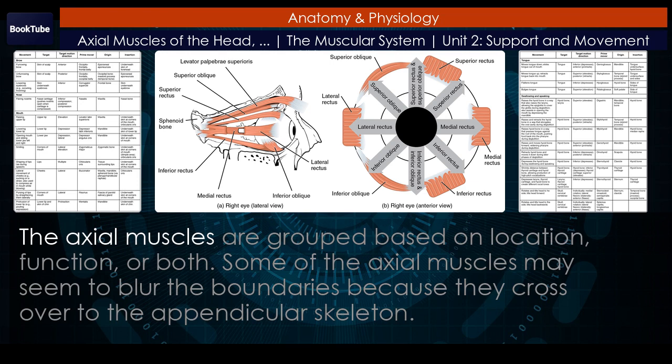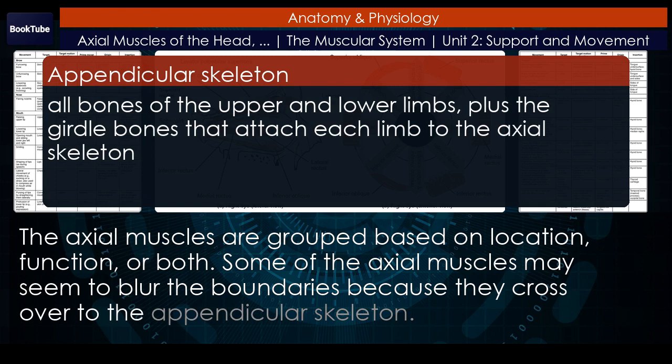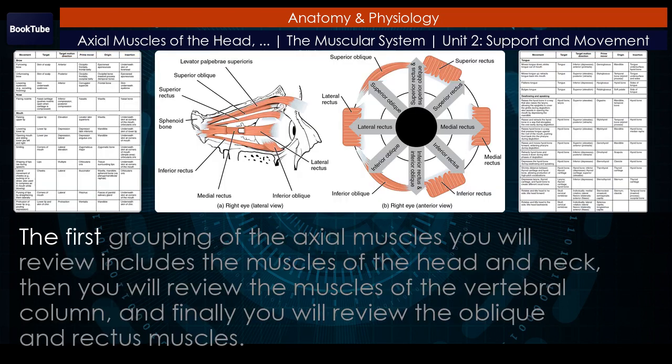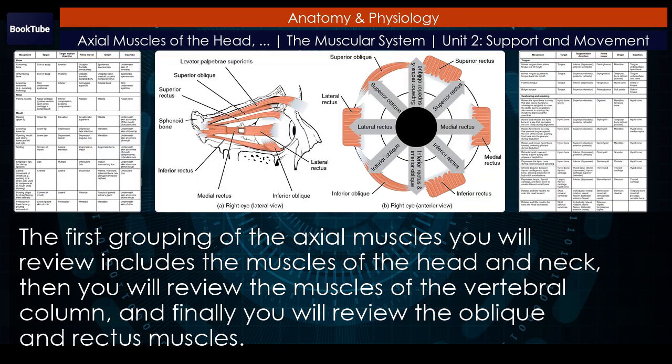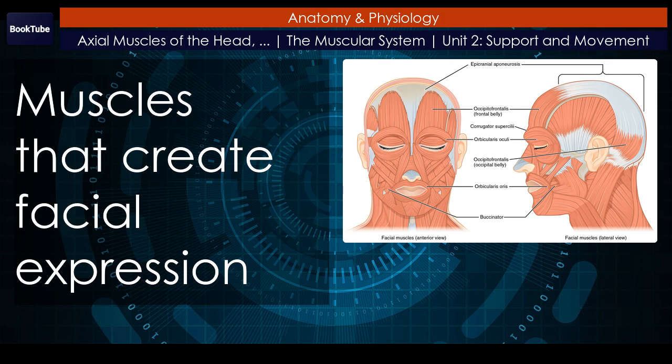The axial muscles are grouped based on location, function, or both. Some of the axial muscles may seem to blur the boundaries because they cross over to the appendicular skeleton. The first grouping of the axial muscles you will review includes the muscles of the head and neck. Then you will review the muscles of the vertebral column. And finally you will review the oblique and rectus muscles, muscles that create facial expression.